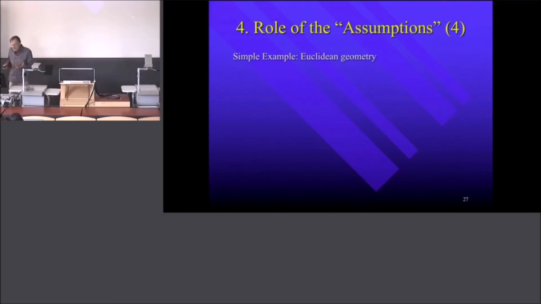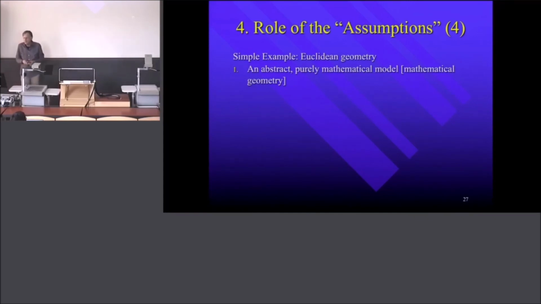A simple example here is Euclidean geometry, as he believes again. Now he's testing us whether we know enough about Euclidean geometry. And he says abstract, there's first of all an abstract purely mathematical model. This is what is called mathematical geometry. If you do mathematics, it's very different from what you learned in high school usually. Mathematics has nothing to do with real space or anything like that. It's abstract. You just write down the axioms and then you prove theorems.